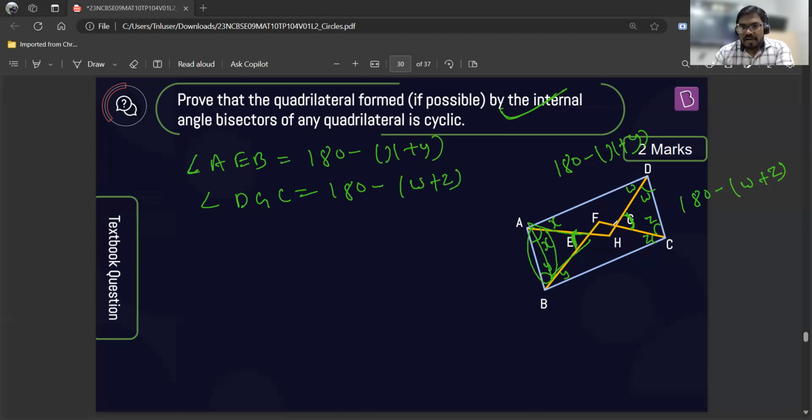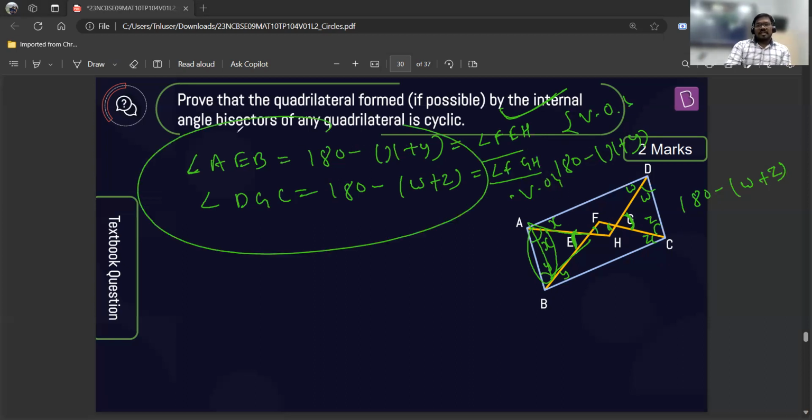We also know that these angles in the quadrilateral EFGH are vertically opposite. That means angle AEB is equal to angle FEH, and this is equal to angle FGH. They are vertically opposite. So basically, we have to check whether their sum is 180 or not. Nothing else. So let's check angle FEH plus angle FGH.